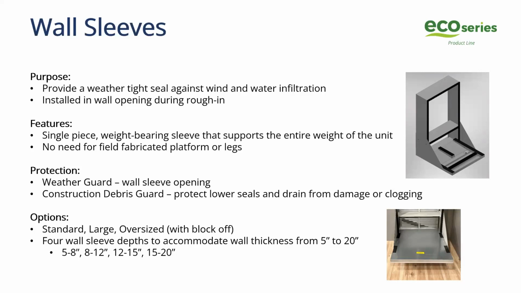Another nice feature is we have the weather guard for the outside opening. So in case the wall sleeve is installed and they need to cover up that opening to prevent rain and whatnot from getting in, each sleeve ships with that weather guard. And then we also ship with a debris construction guard. So it basically prevents the clogging of that drain in the bottom of the unit here, that you can see the little circle, and then that would be removed prior to the unit being installed, and that way you've got a clean, fresh condensate pan that's not clogged up with the construction debris.